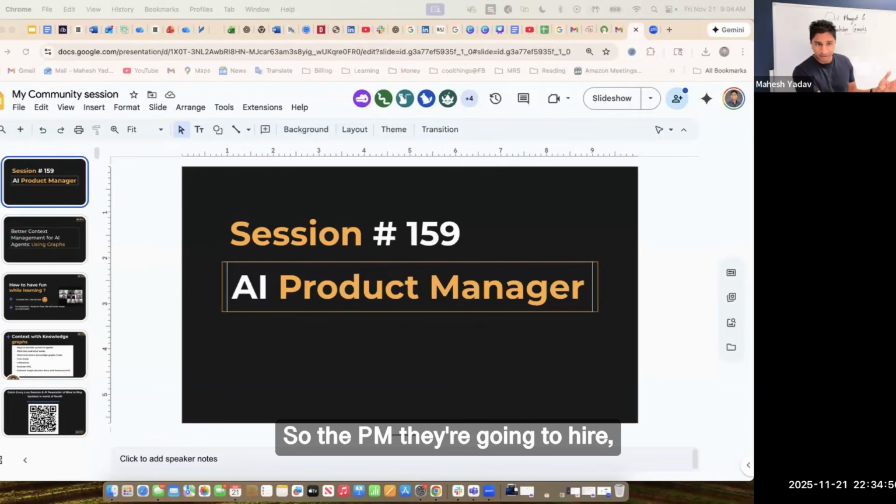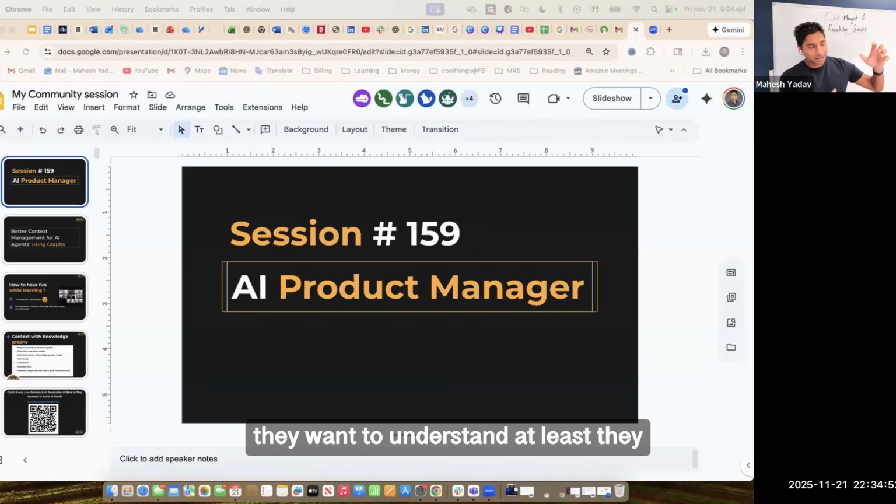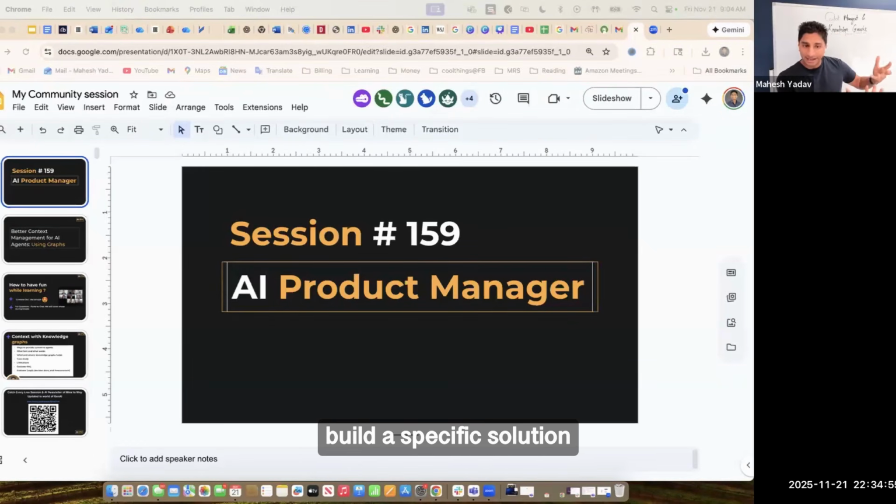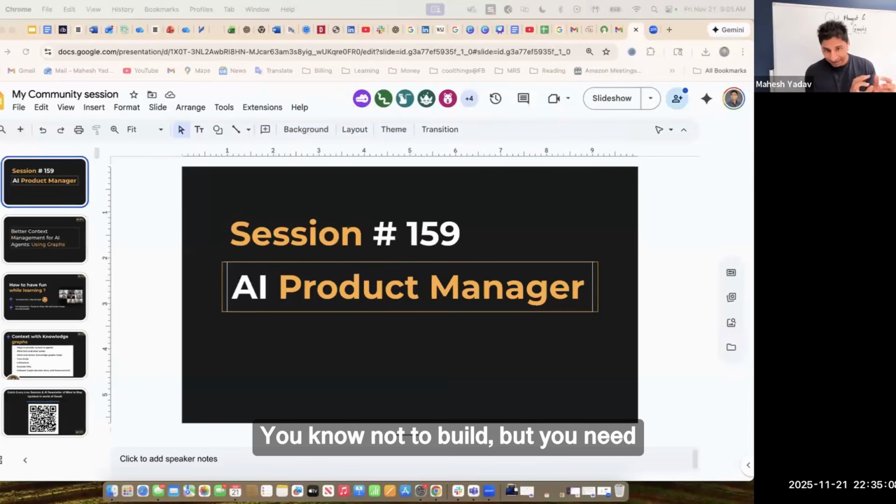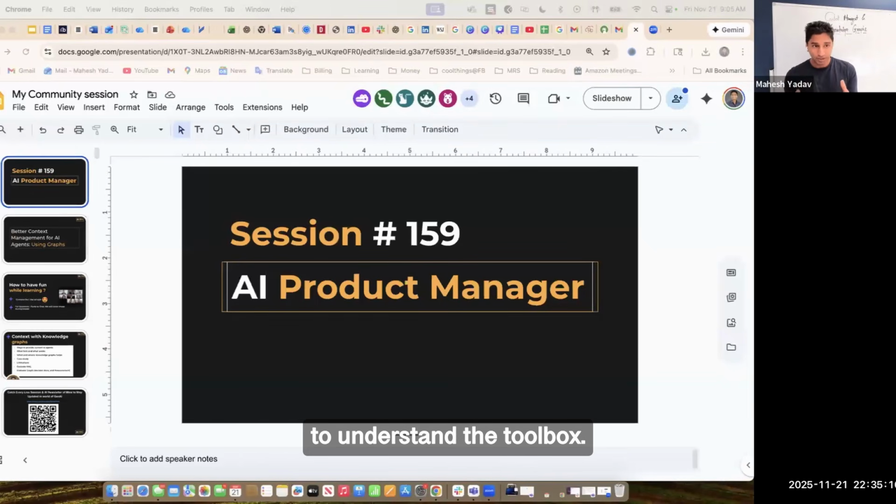So the PM they're going to hire, they want to understand, at least they know what it takes to build AI-specific solutions and what are their limitations, or what are the boundaries of each and every solution that is in the toolbox of builders. You know, not to build, but you need to understand the toolbox, and maybe know which tool to use when. This just helps them hire you faster than the other people who they need to train on this toolbox, and then like limitations of each tool.